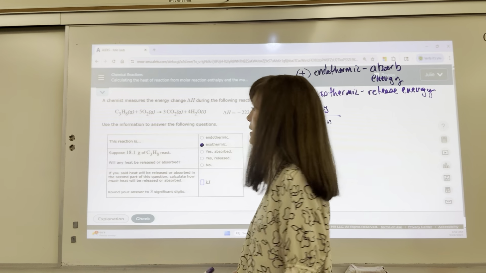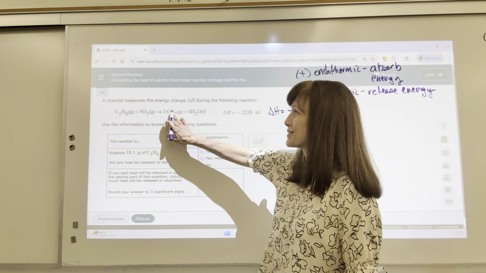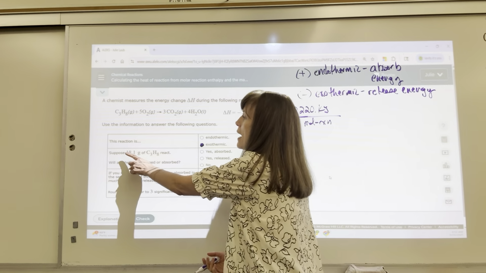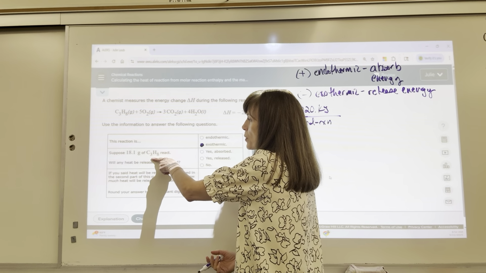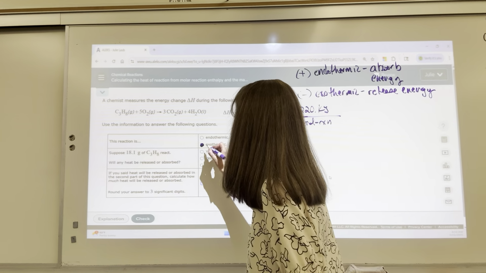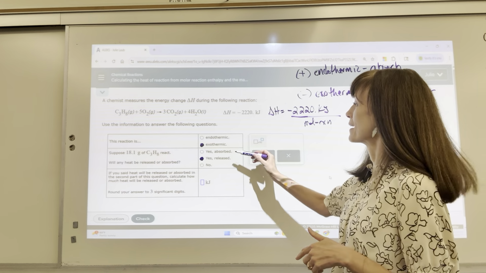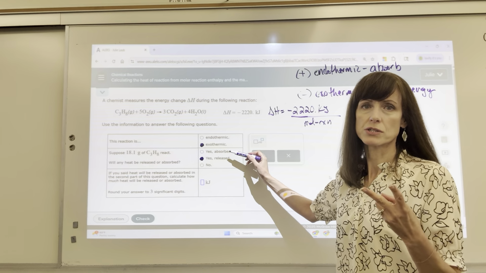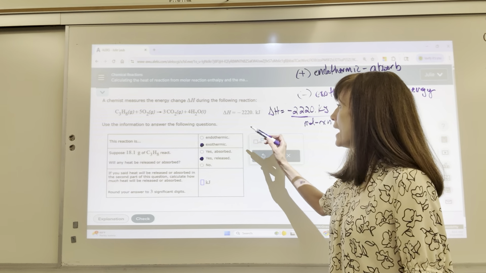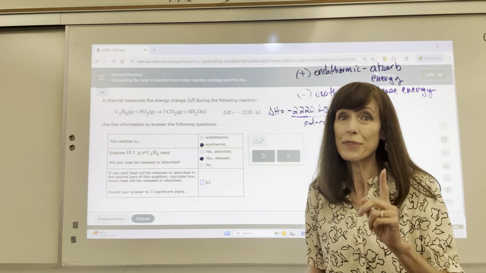I'm going to write down that it is exothermic. It is releasing energy. And absolutely, we know that combustion releases a lot of energy. Okay, so they tell us, you have 18.1 grams of this propane. Will any heat be released? Absolutely, yes. Because it's exothermic, it will be released. If it was endothermic, I would mark absorbed. So those first two questions are really easy. You just look at the sign and you immediately have your answer. Exothermic, released; endothermic, absorbed. Now the math part.